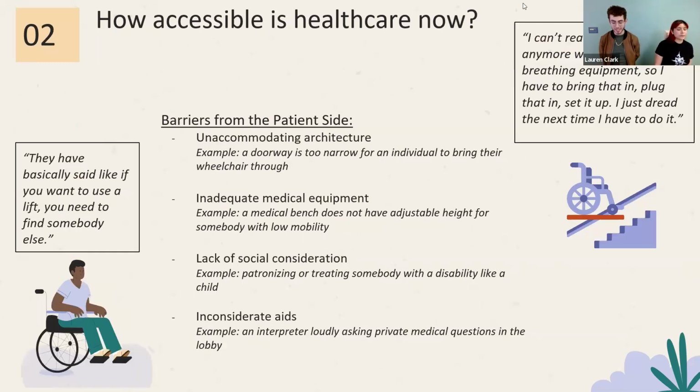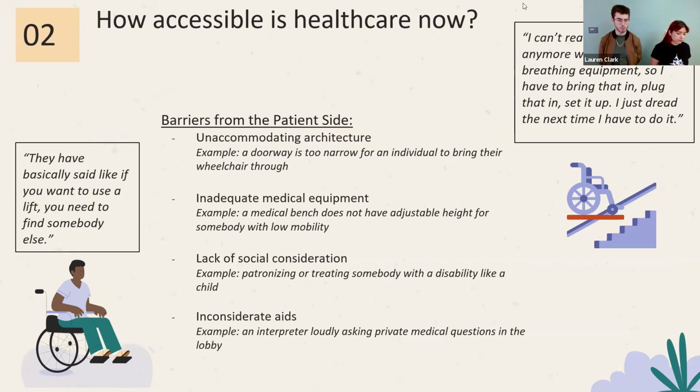And so from the patient side, we have a research article by the Association of Women's Health, Obstetric and Neonatal Nurses in 2021. These are firsthand accounts from people with disabilities and their experience in receiving medical care. Again, there's 4 main groups that I outlined in their concerns.